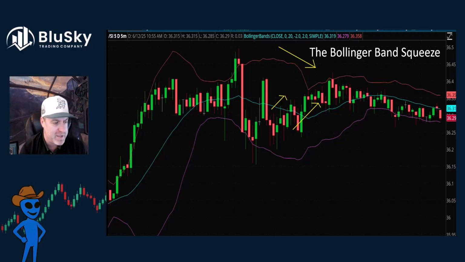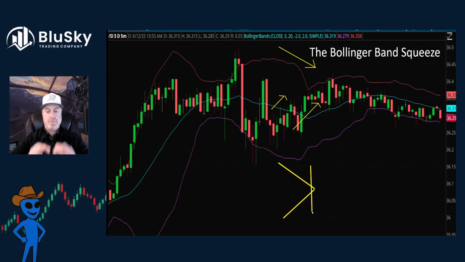How many of you are familiar with the symmetrical triangle pattern? Basically, you have resistance coming down, support coming up, and the price gets put under a lot of pressure to where it breaks out pretty aggressively one way or the other. That's the hallmark of a triangle: it's putting pressure on that resistance and on that support, and then you typically get an explosive breakout one way or the other. That's a symmetrical triangle in the market.